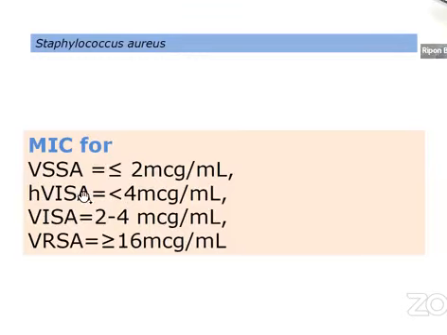Actually, hVISA means heteroresistant VISA. That means phenotypically they are sensitive. For most of the population the MIC is less than 2, but some of the population has an MIC of 4 to 8. So this hVISA lies between the sensitive and intermediately sensitive Staph aureus.